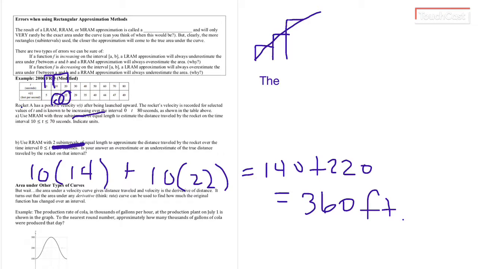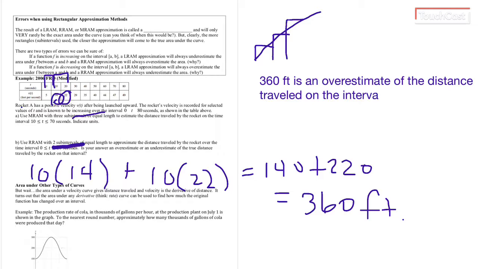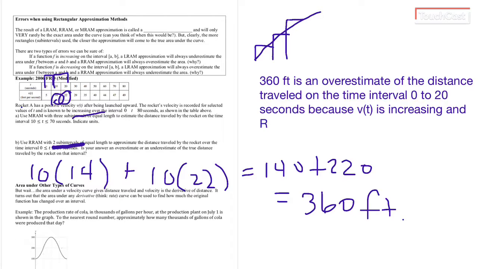So I'm going to say 360 feet is an overestimate of the distance traveled on the interval, on the time interval, what was it, 0 to 20 seconds, because V of t is increasing and RRAM was used.